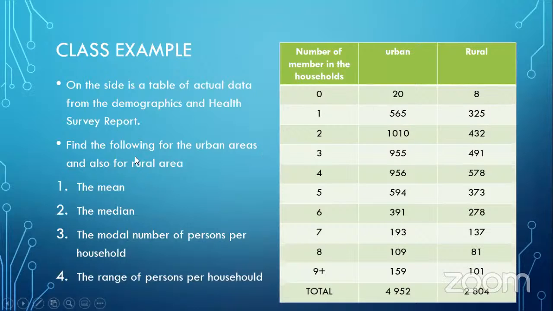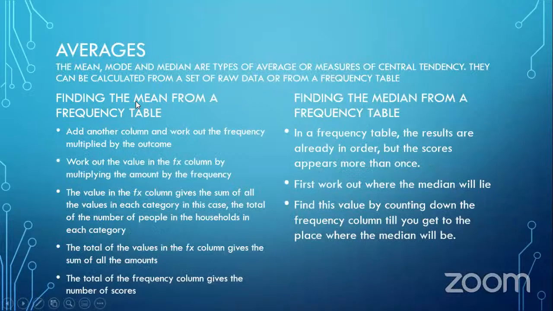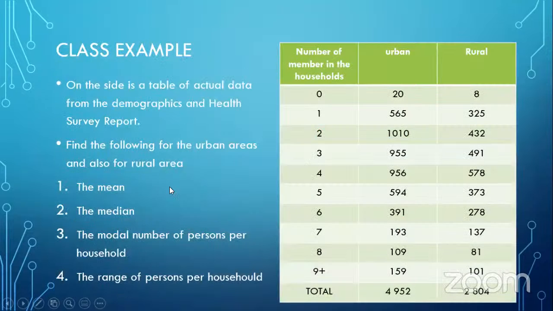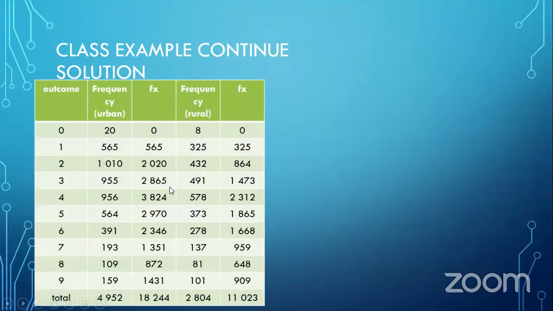So out of this data, it says here, find the following for the urban areas and also for the rural area: the mean, the median, the modal number of persons per household, and the range of persons per household. When I was talking about finding the mean and the median from a frequency table, this is what we do now. The table is going to be like this. This is the outcome, the number of people in each and every household.